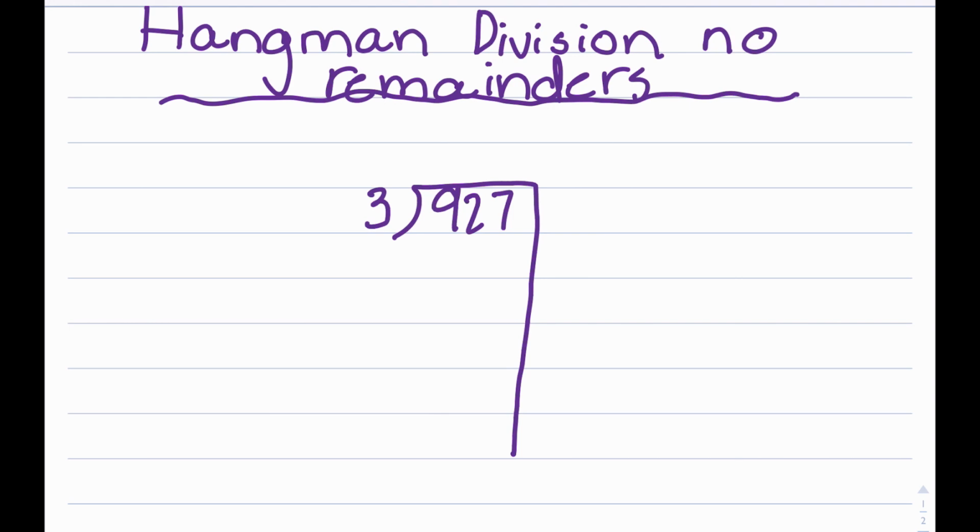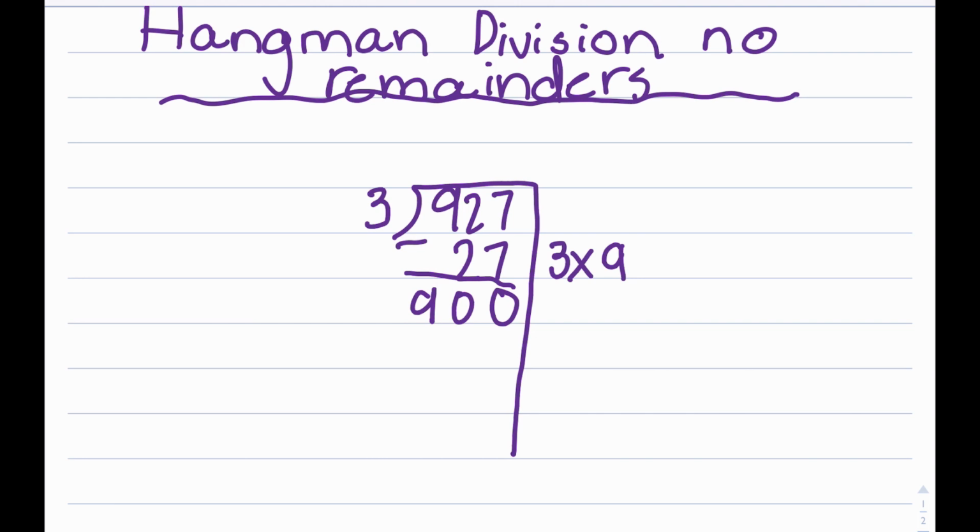I see 27. So first, let's get rid of this 27. Right now, I'm thinking of how many 3's go into 27. 9 3's go into 27. So 3 times 9 equals 27. Now we are going to do 927 minus 27, which is 900. My friend Emma's going to write that down.